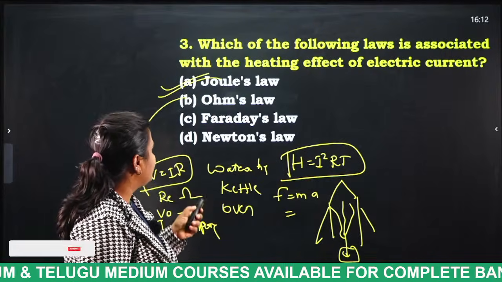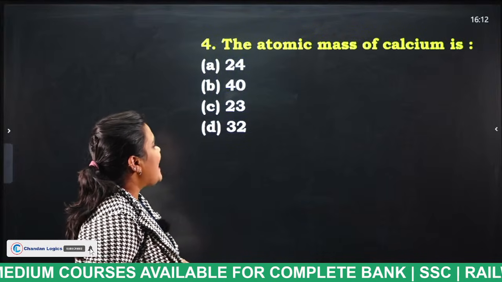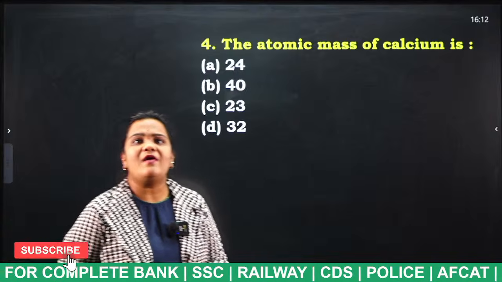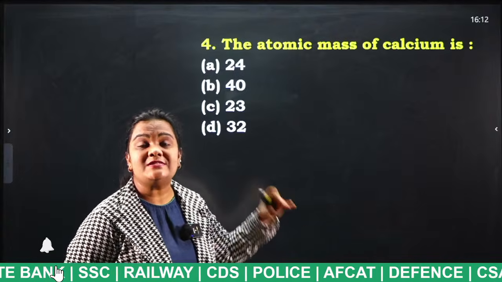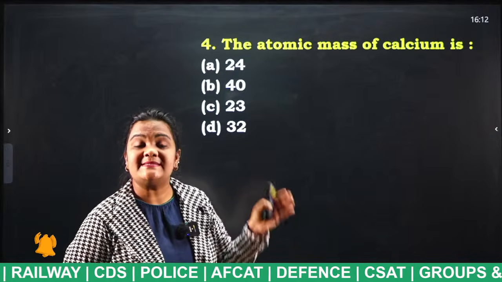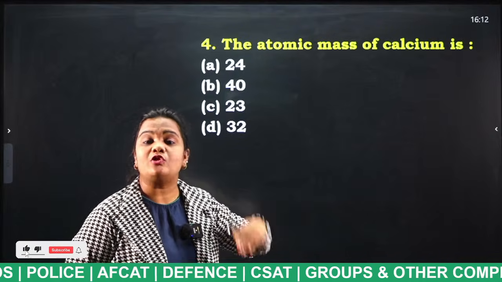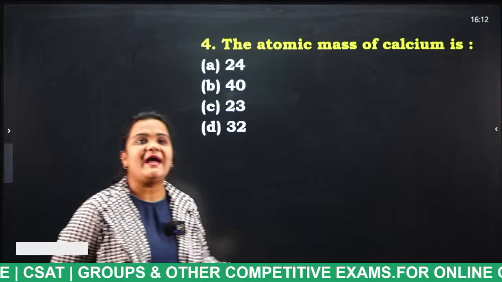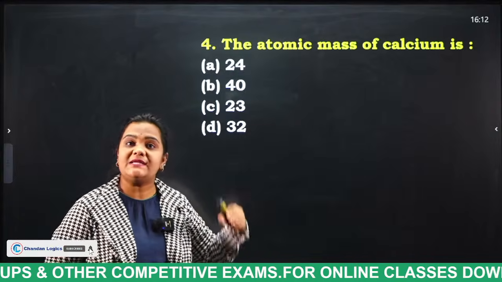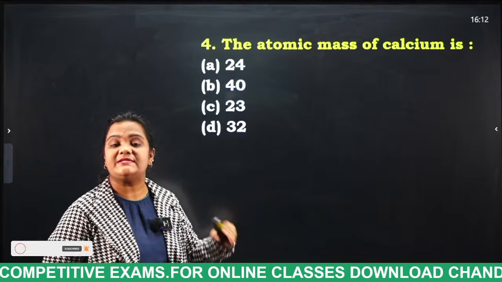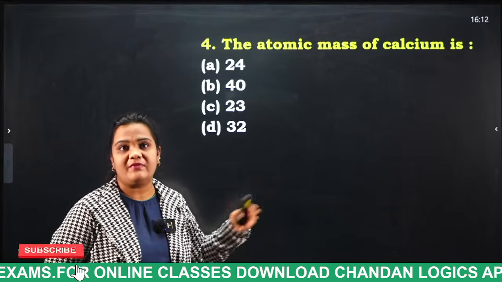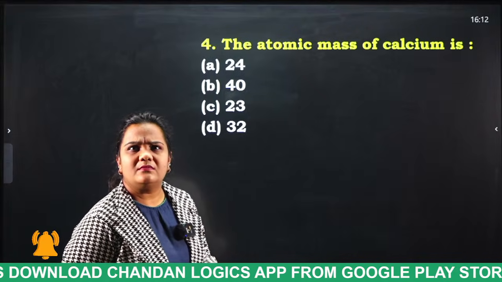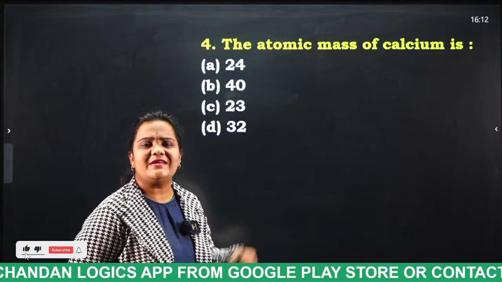Next, the atomic mass of calcium is 24, 40, 23, 32. So Sharanya, I have already taught this session in the Chandan Loic's main channel, RRB Group D, set number 1. I am explaining it in this session 2 days after. Tell me the answer for these questions, students. If you have already listened in that session, you can take this session as a test. Why? Because knowing is not a fault. Practice makes you perfect.